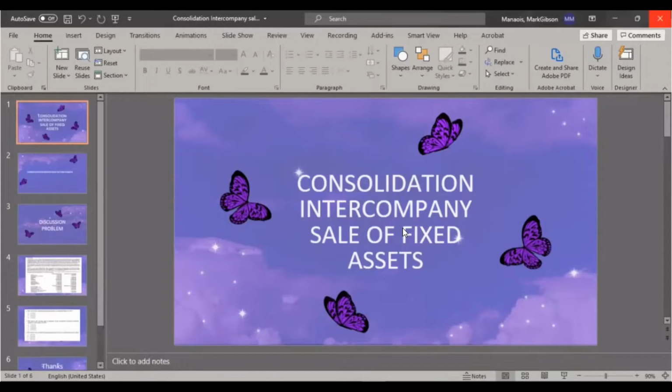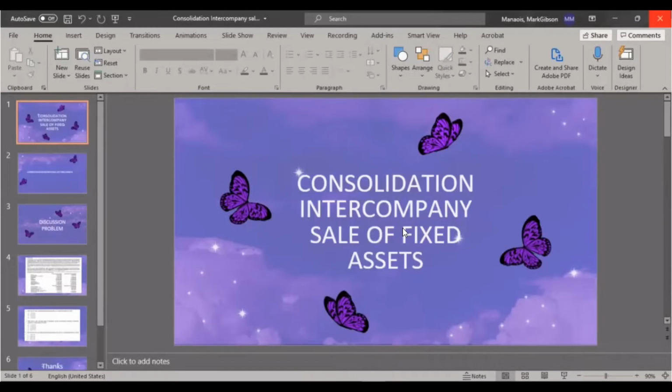So the best approach to illustrate intercompany sale of fixed assets is by a discussion problem. So ang gagawin natin is diretso tayo sa discussion problem para at least kita natin how are we going to apply, or account, for the intercompany sale of fixed asset. So isa pa siguro na dapat natin review, no.